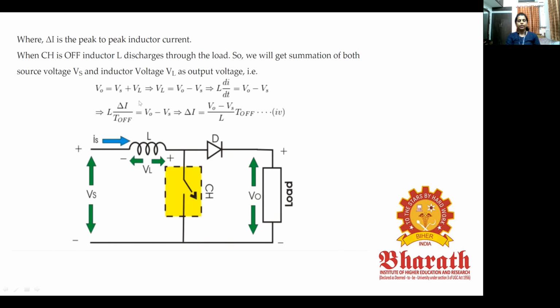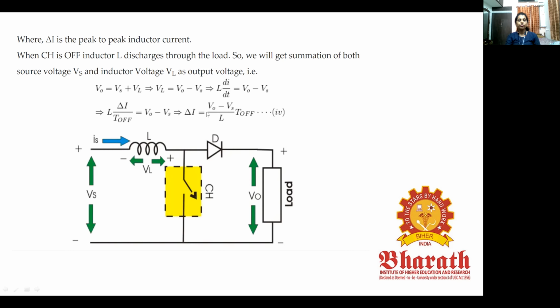As usual, we can write the expression for VL as L into di by dt. And here, what happens in this inductor? The current will decrease. It is actually discharging the energy. So it is drooping from maximum to minimum. That also can be represented as ΔI only. And the time period is nothing but T off because we have turned off the switch. Cross multiplying, we write the equation for ΔI.